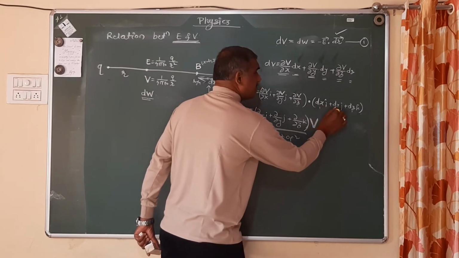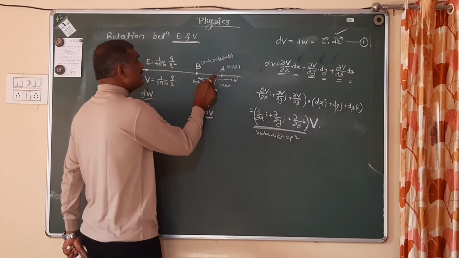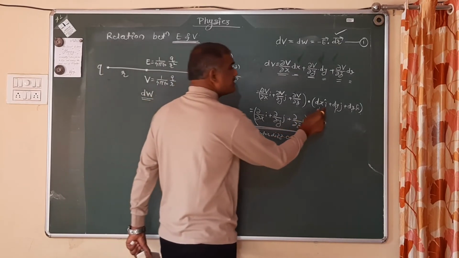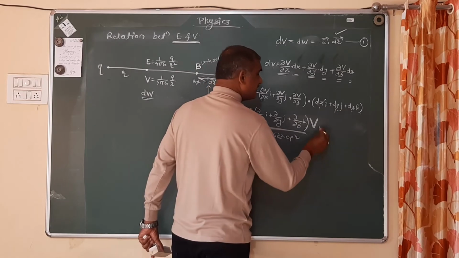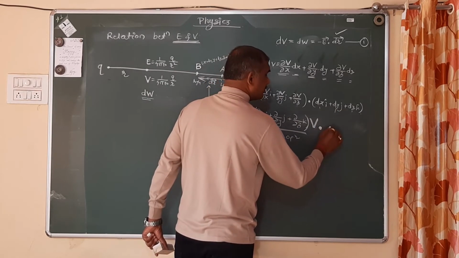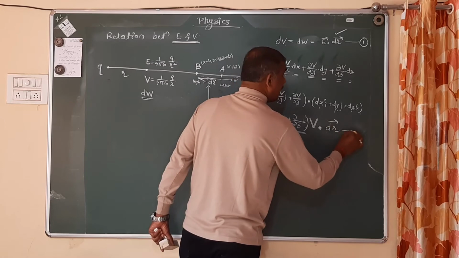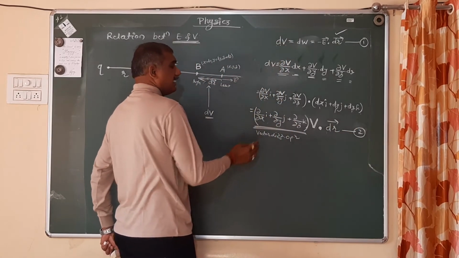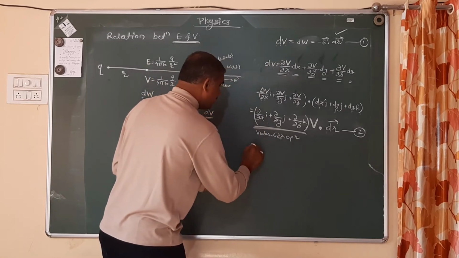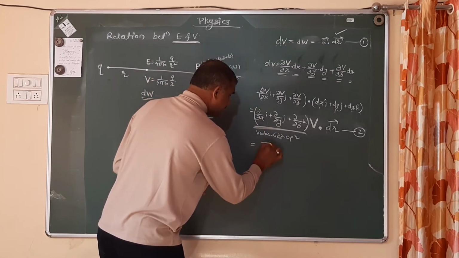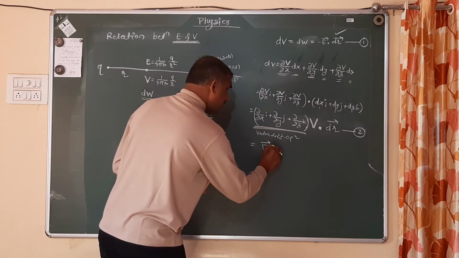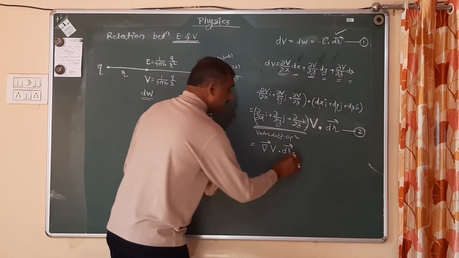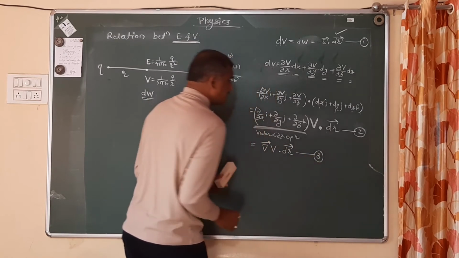Dot dx i plus dy j plus dz k. You know very well that the vector dr, the displacement vector from A to B, is nothing but dx i plus dy j plus dz k, and therefore this is dot vector dr, and this is your expression number 2. If you compare expression 1 and expression 2, this vector differential operator operated on potential V dot vector dr, you can write as expression number 3.